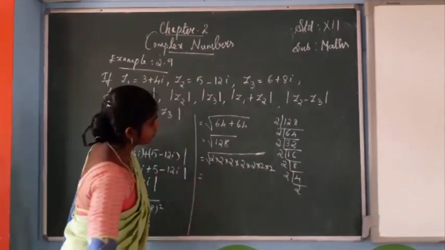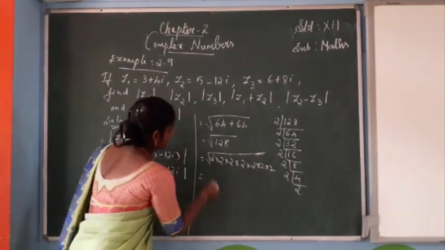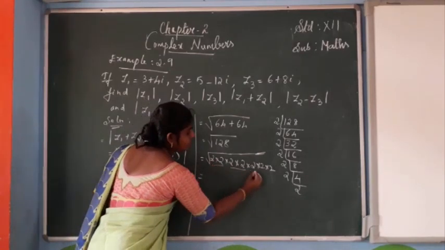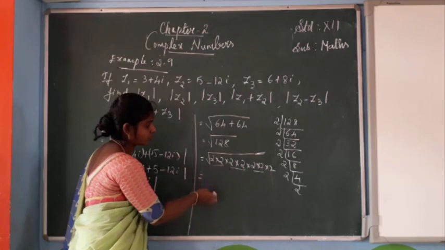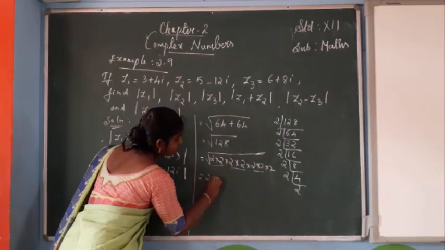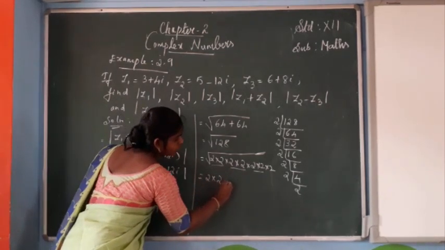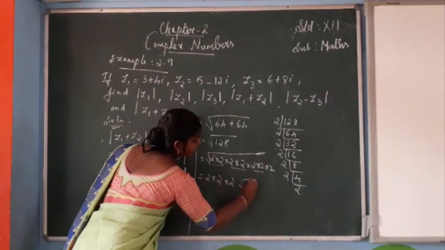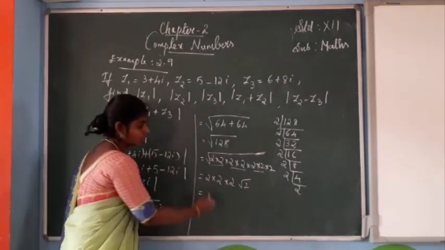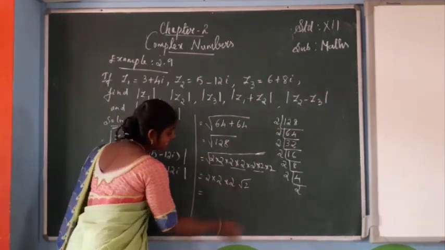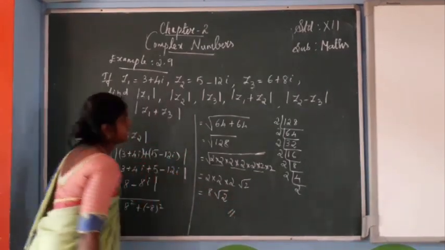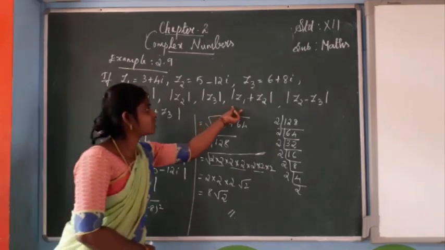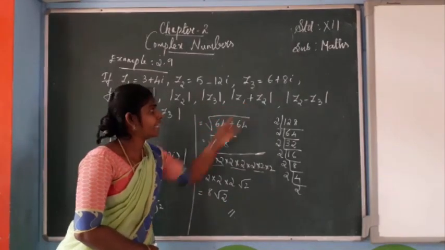So we can take pairs outside: 2 into 2 into 2 into root 2. That's equal to 2 2s are 4, 4 2s are 8, so 8 root 2. This is the answer for modulus Z1 plus Z2.